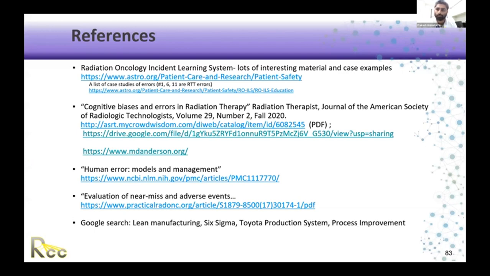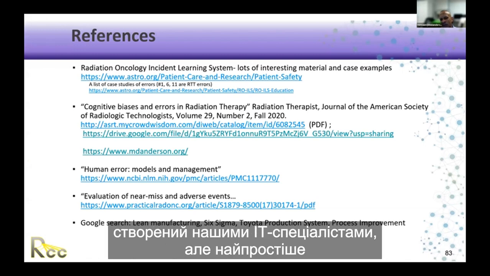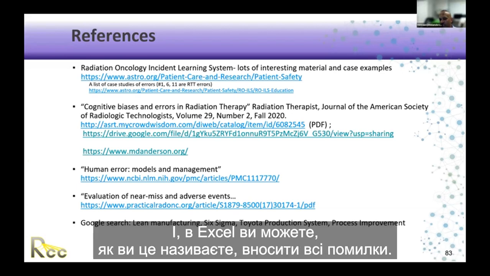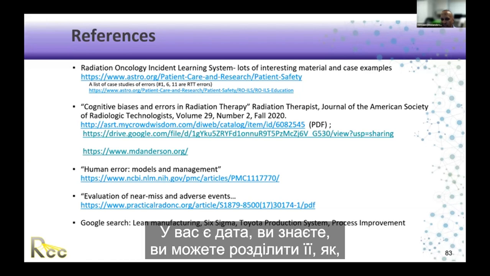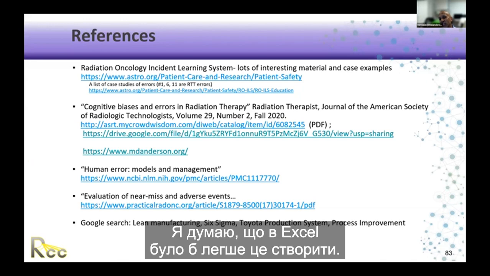Okay, let's see. Now the key is, we could have it automatically created by our IT people connected to us. But the easiest way to do it is to use Excel. In Excel you could build that, and put in the errors. You have the date, and you could divide it into major error or just near miss, all that stuff. I think Excel would be easier to create that.